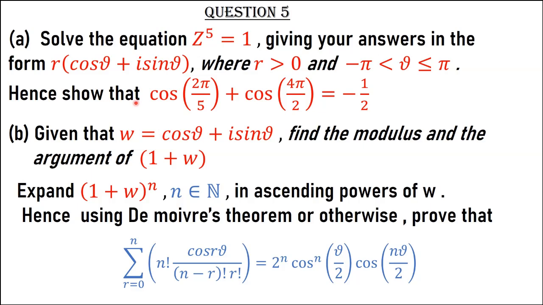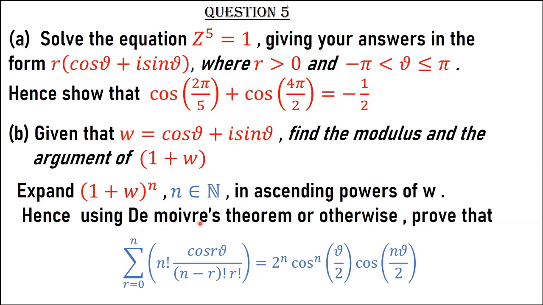Hence, show that cos 2 pi divided by 5 plus cos 4 pi divided by 5 equals negative a half. In the B part, we have been told that given that omega equals cos theta plus i sin theta, find the modulus and the argument of 1 plus omega. In the next part of the question, we are asked to expand (1 plus omega) raised to the power n, where n belongs to the set of all natural numbers, in ascending powers of omega.